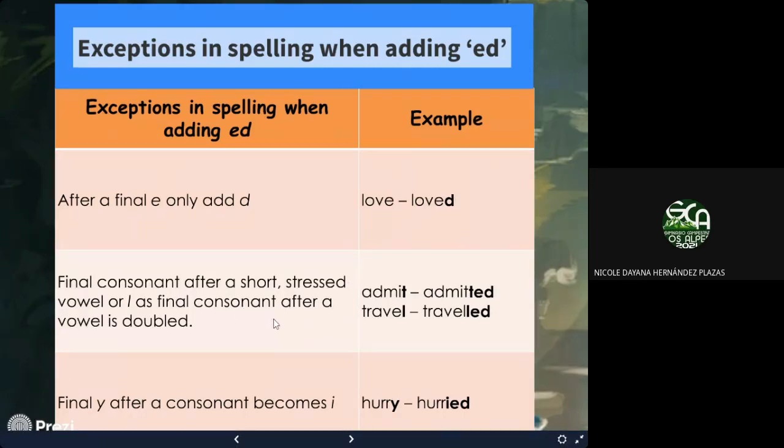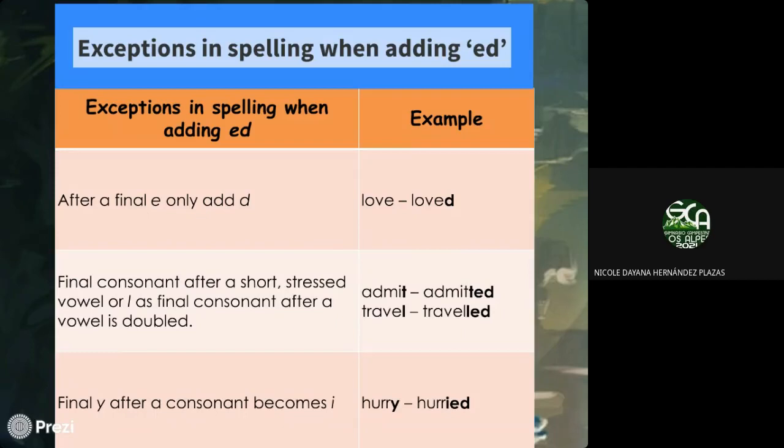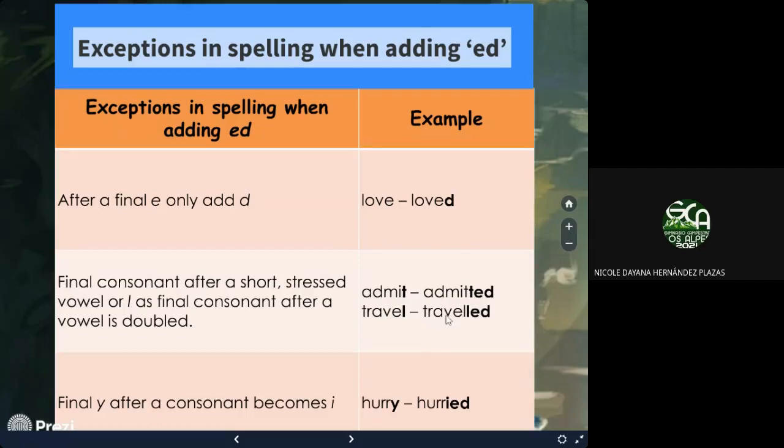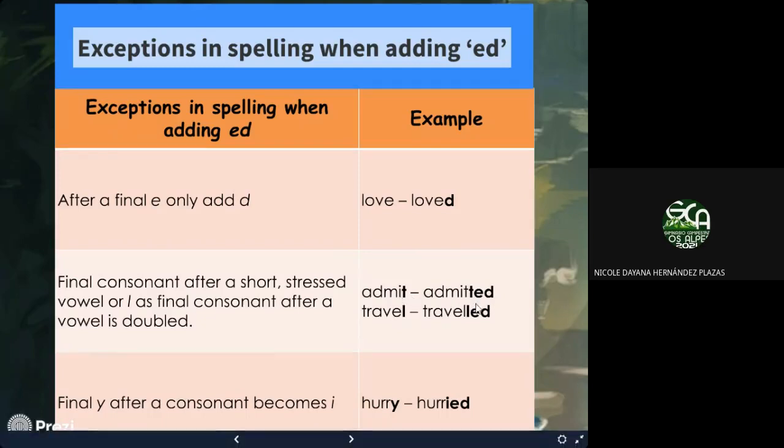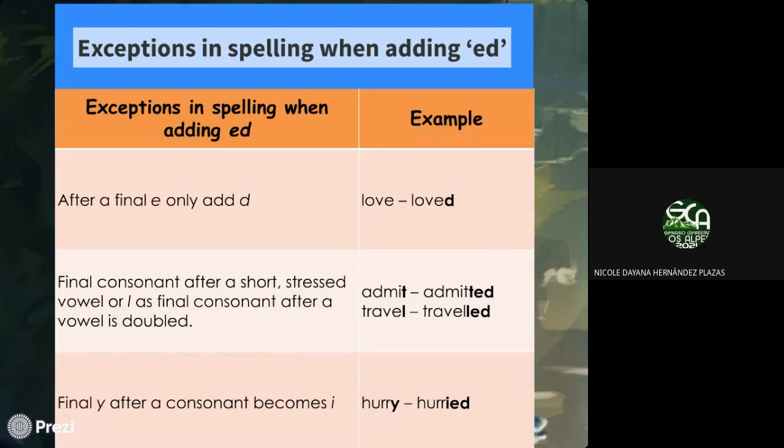There is another exception. When you have consonant, vowel, consonant. Consonante, vocal, consonante. ¿Qué hacen? Look at the example. Look at this. Consonant, vowel, consonant. Si tienes las últimas tres consonante, vocal, consonante, vas a duplicar la última consonante. Pones una más que si pones ed. So admit, admitted, traveled, traveled. Can you see?